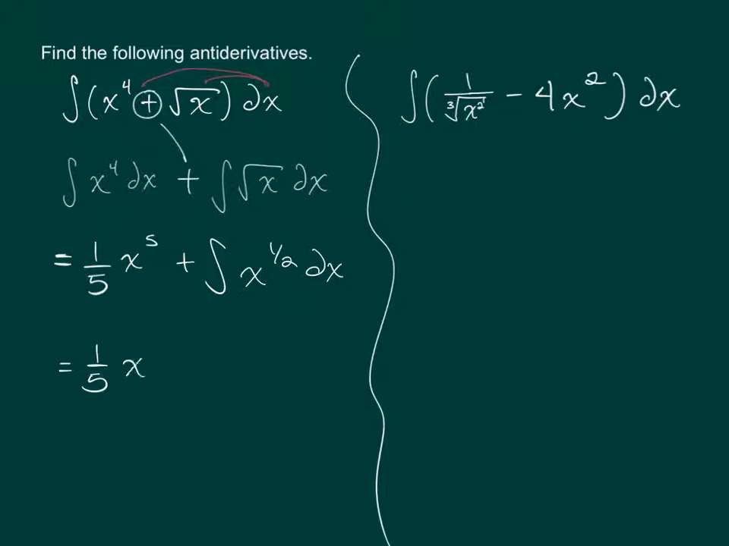So we still have 1/5 x to the 5th power. And to that we are still adding x to the 3/2 power. And then out front we're going to multiply by the reciprocal of that power. So 2/3. And don't forget the all-important plus c at the end.